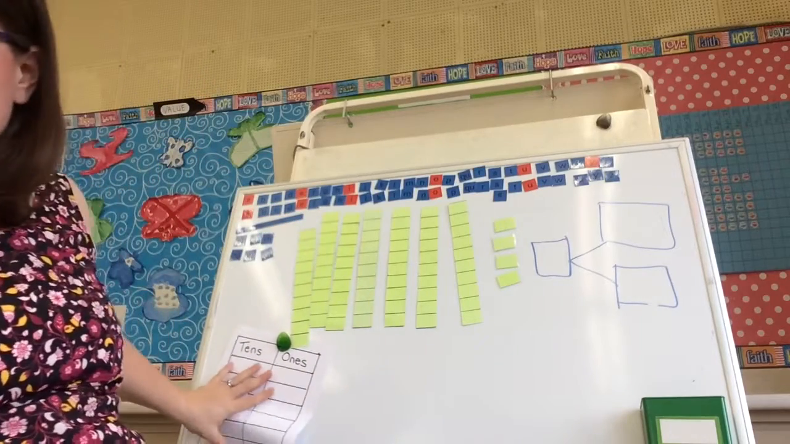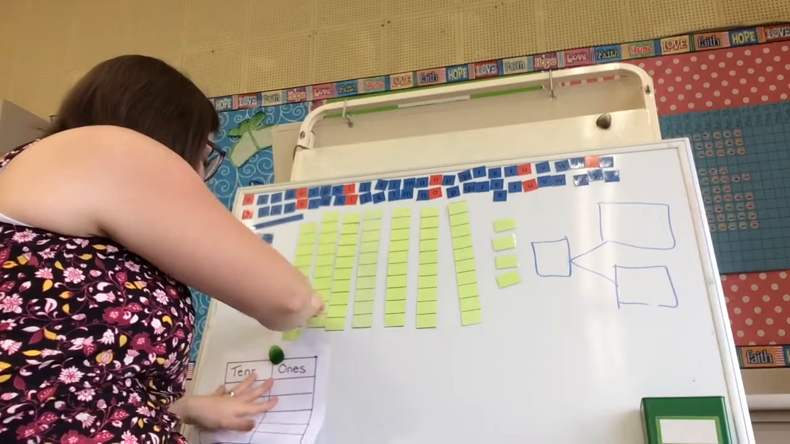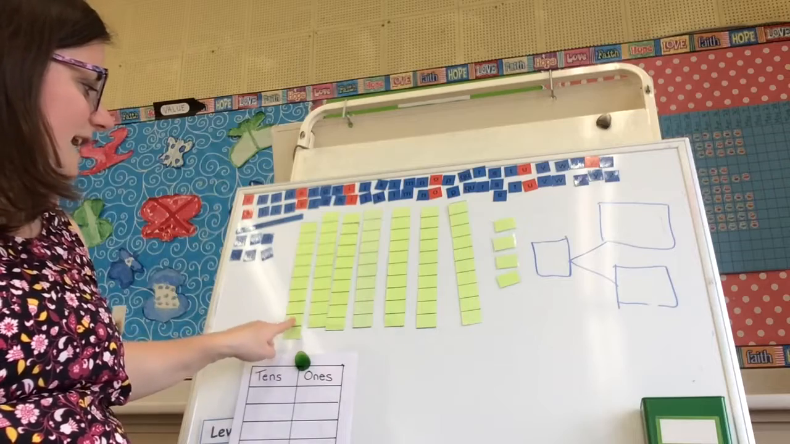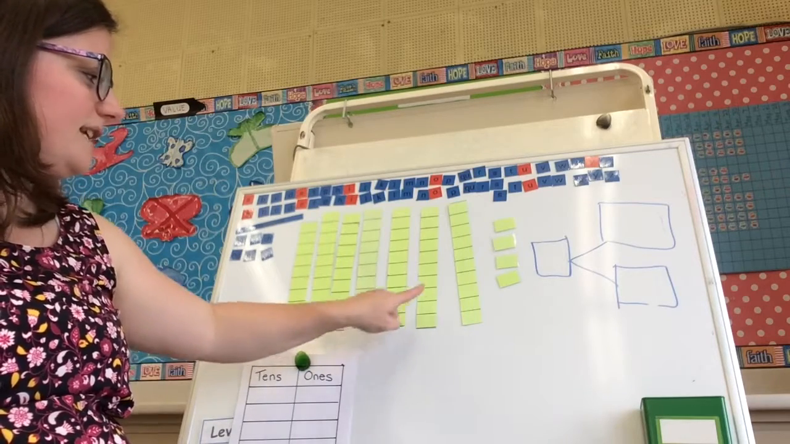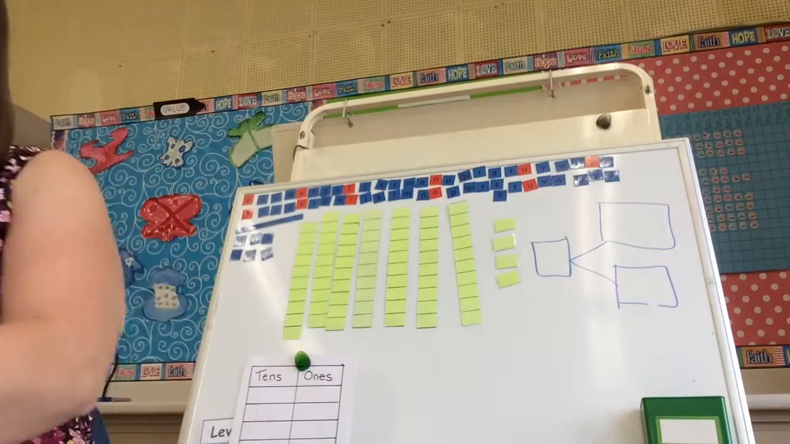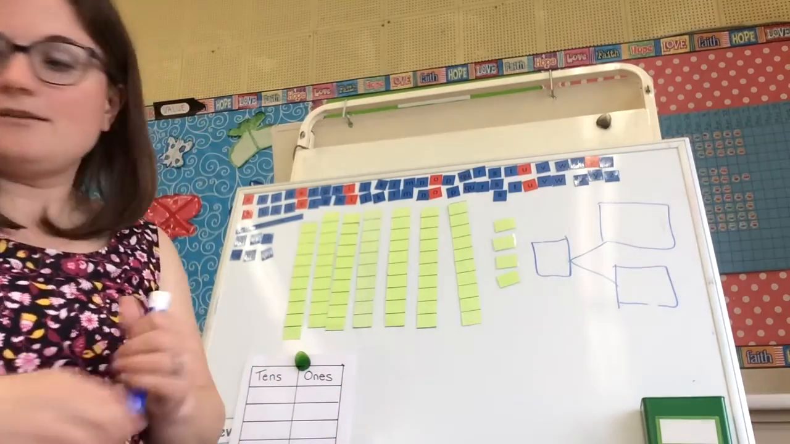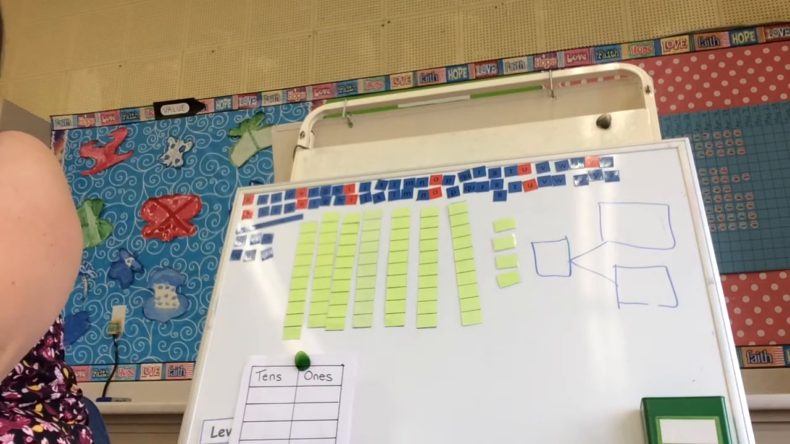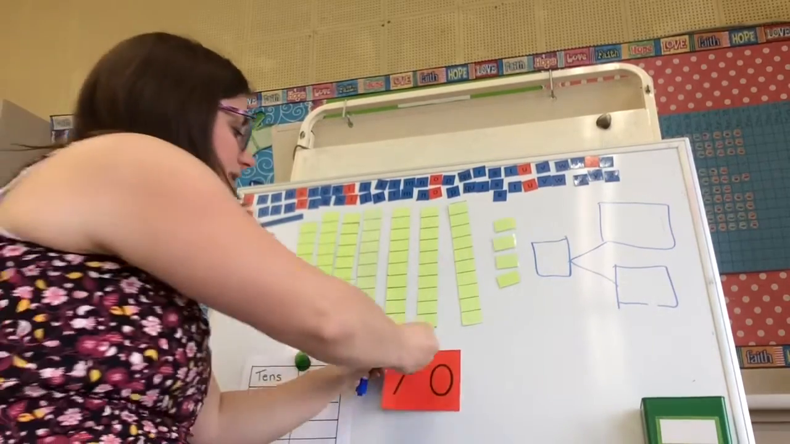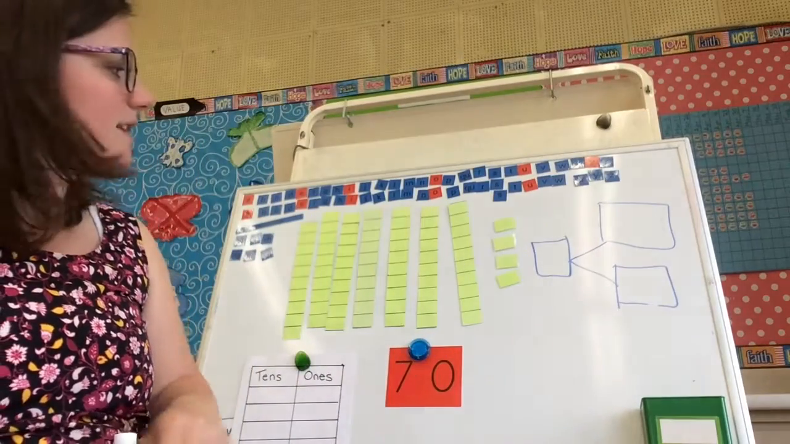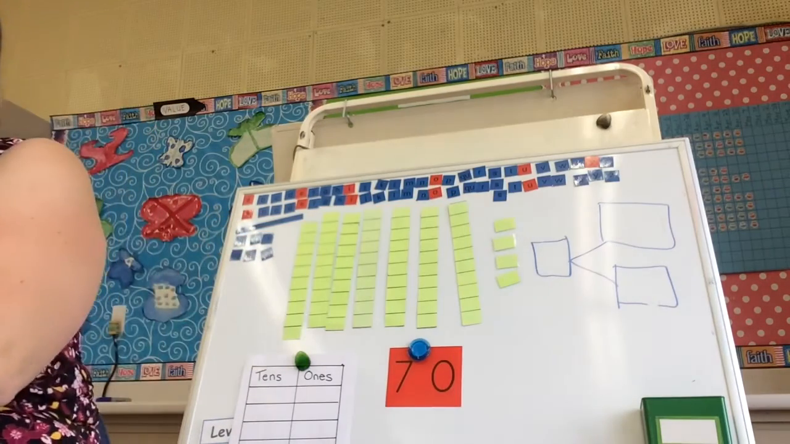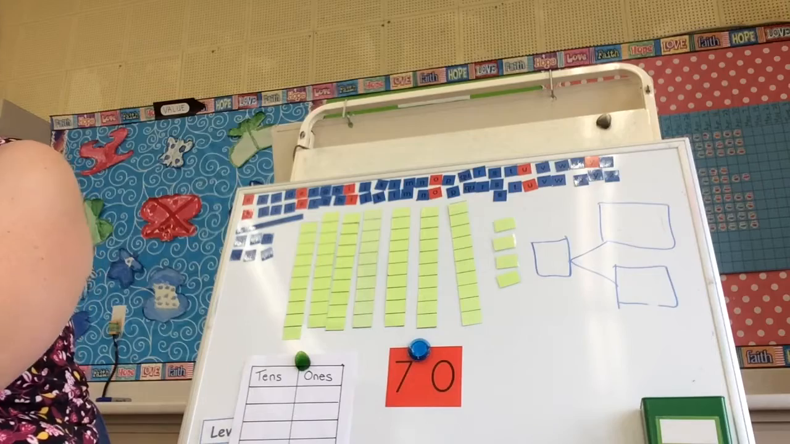Okay, so let's see what our new number is here. Okay, can you count with me? So let's count our tens. 10, 20, 30, 40, 50, 60, 70, right? So I have 70. Let me pull up my 70 here. I've got my 70. And how many ones do I have? Can you count my ones? 1, 2, 3, 4. I have 4 ones.